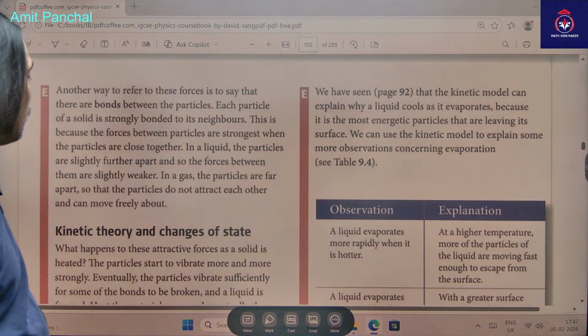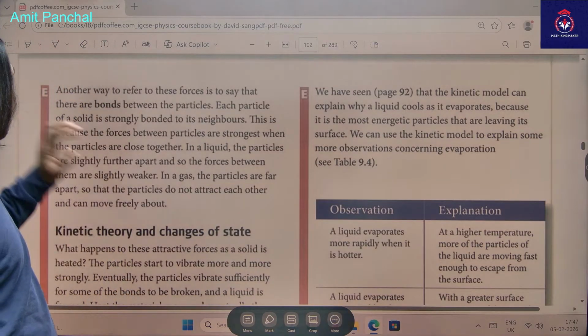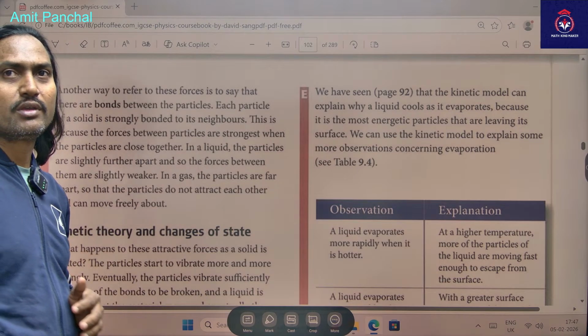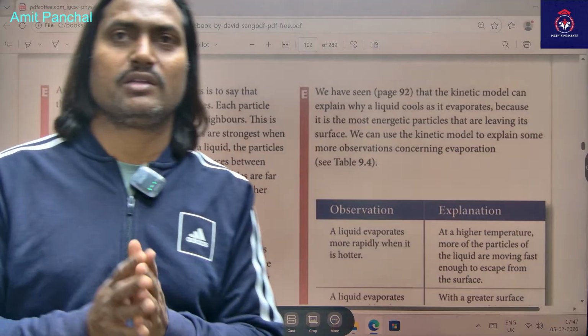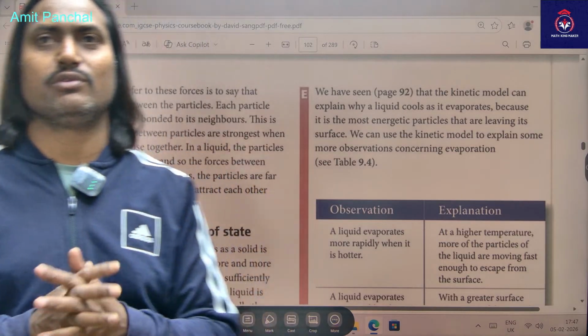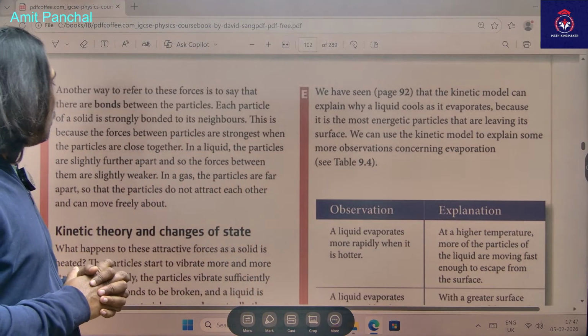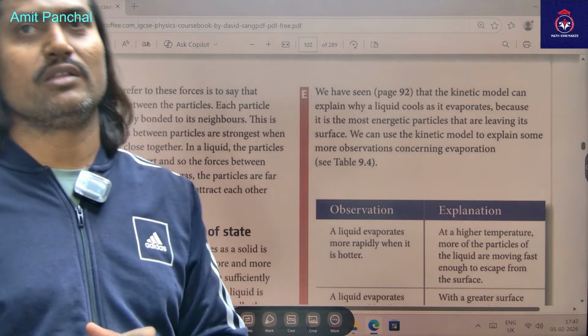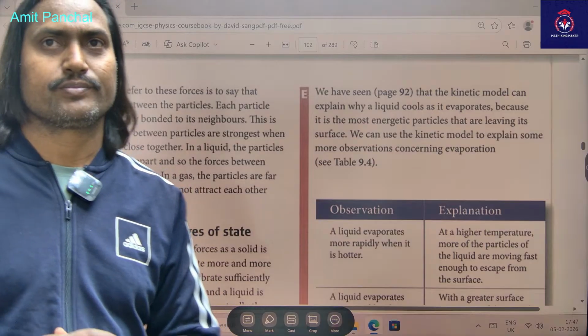Okay, so another way to refer to these forces is to say that they are having bonds also in between atoms, in between particles. They have bonds and attractive force. So because of bond, weaker the force, weaker the bond, greater the force, greater the bond. Okay.